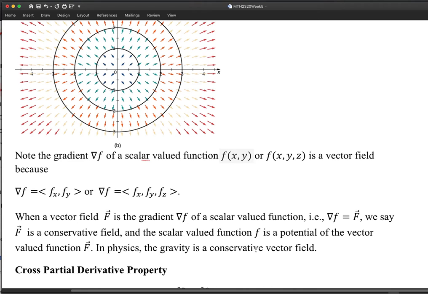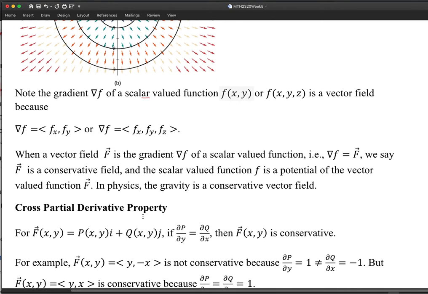And then given a vector field, how do we know if it is conservative or not? We do have a criterion. It's a cross-partial derivative property. Basically, for a two-dimensional vector field, if dP/dy turns out to be exactly the same as dQ/dx, then we say this F is conservative.